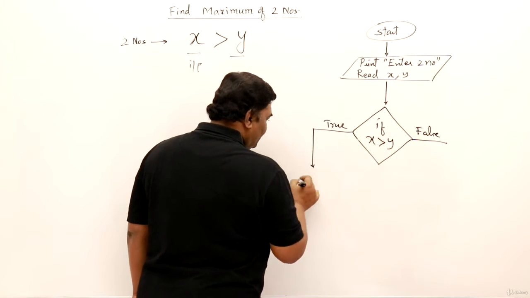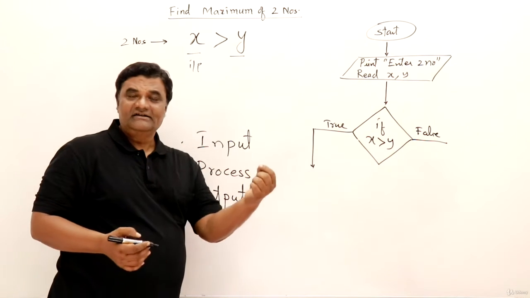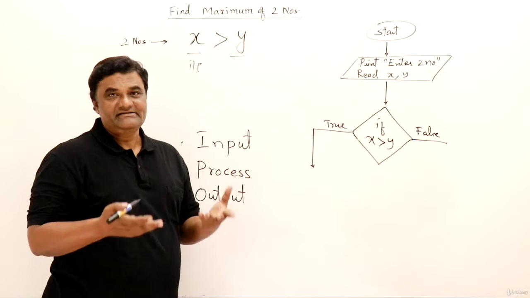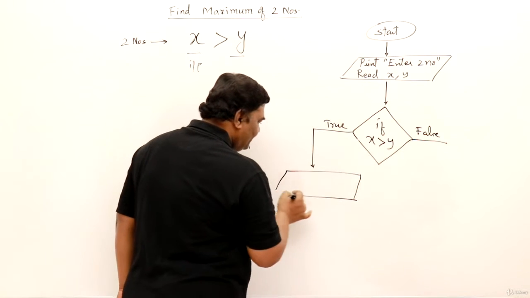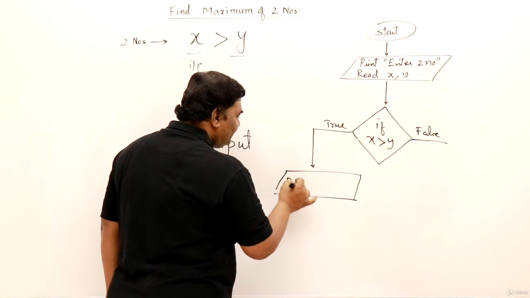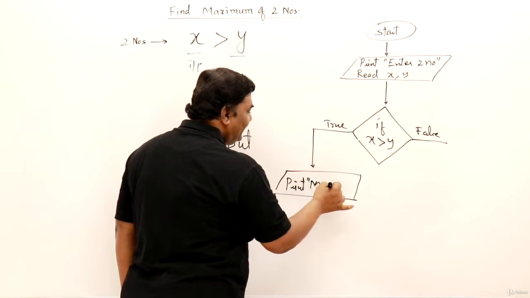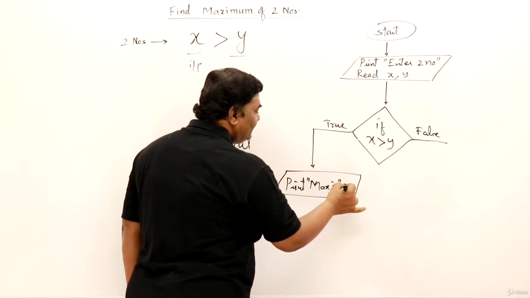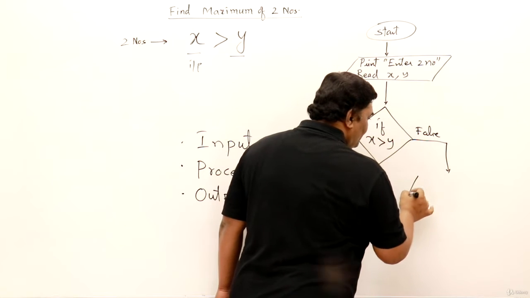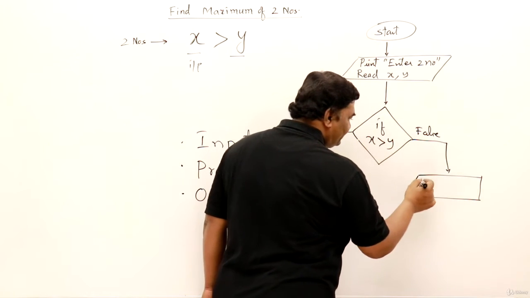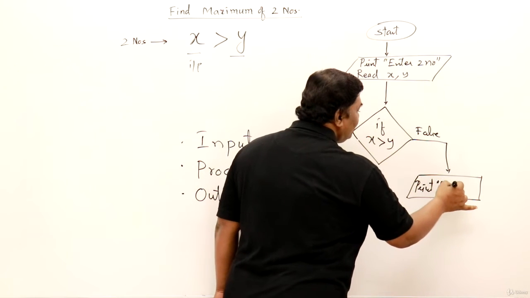So here true. If it is true, then what we have to do? Here simply we will display the greater number. So who is greater? If x is greater, then I should print a message that x is greater. So here I will directly print max is x, right? Then false. If it is false, then who is greater? y is greater. So maximum is y. So print here max is y.